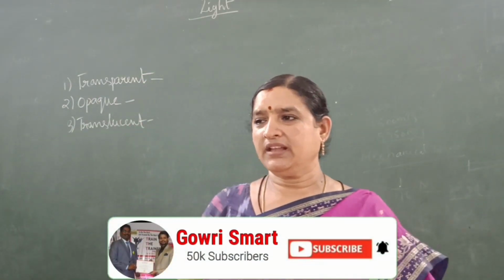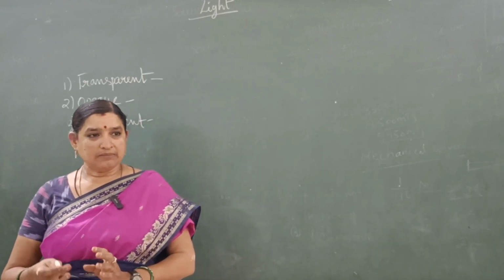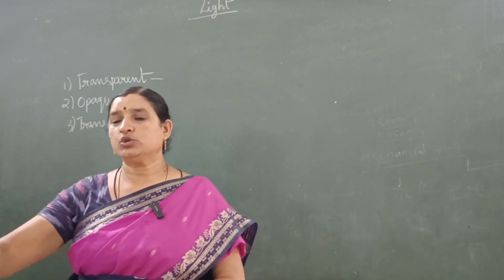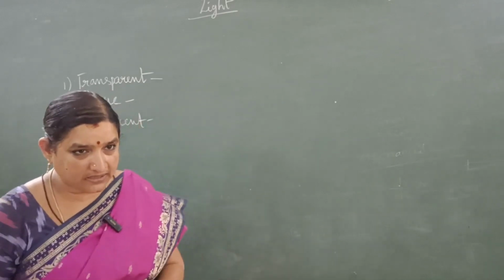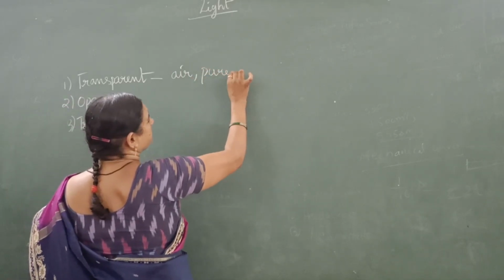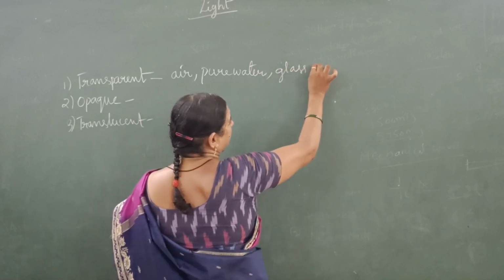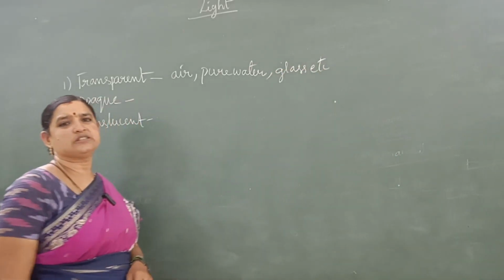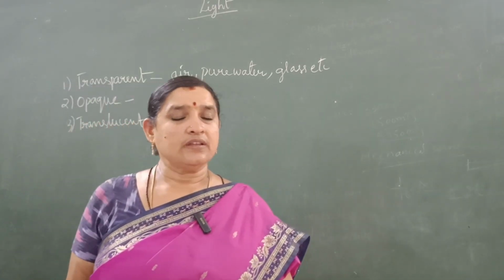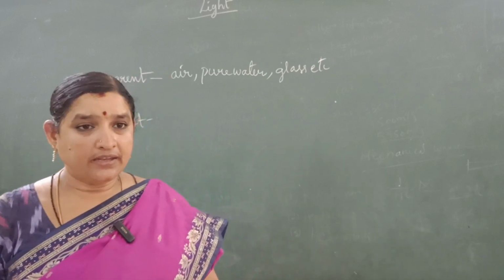What is a transparent material? The materials which allow light to pass through them continuously are called transparent materials. For example, air, pure water, glass, etc. These are examples of transparent materials. Some kinds of transparent sheets are also examples of transparent material. Plastic water bottles are also transparent material.